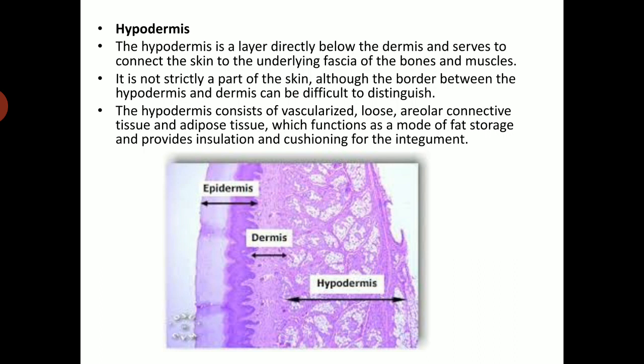strictly a part of the skin, although the border between the hypodermis and dermis can be difficult to distinguish. You cannot distinguish the border between the hypodermis and the dermis. The hypodermis consists of vascularized, loose, areolar connective tissue and adipose tissue, which functions as a mode of fat storage and provides insulation and cushioning for the integument.